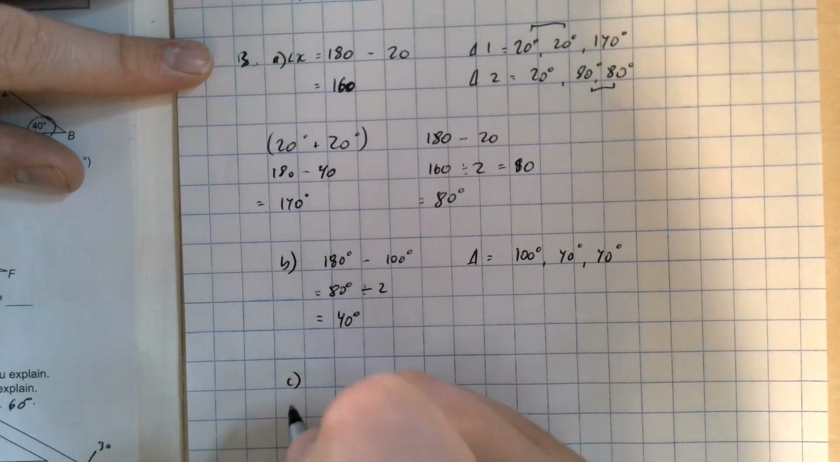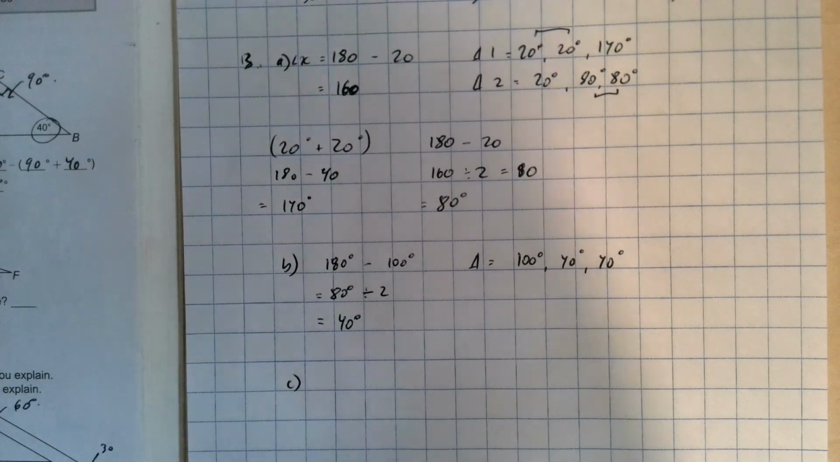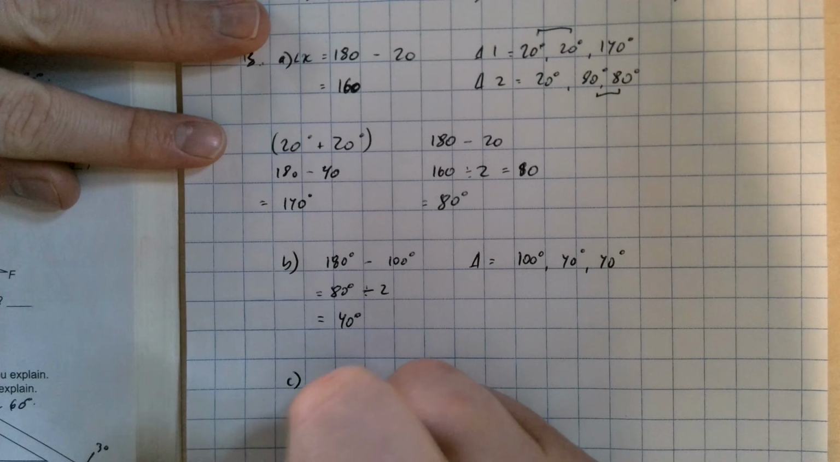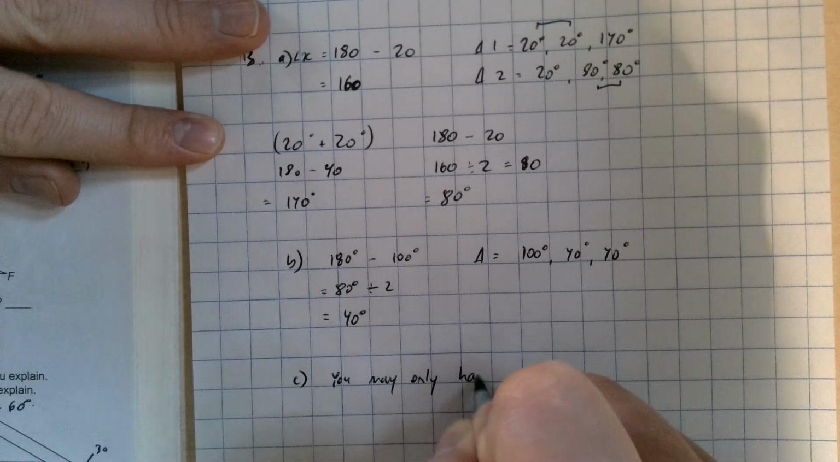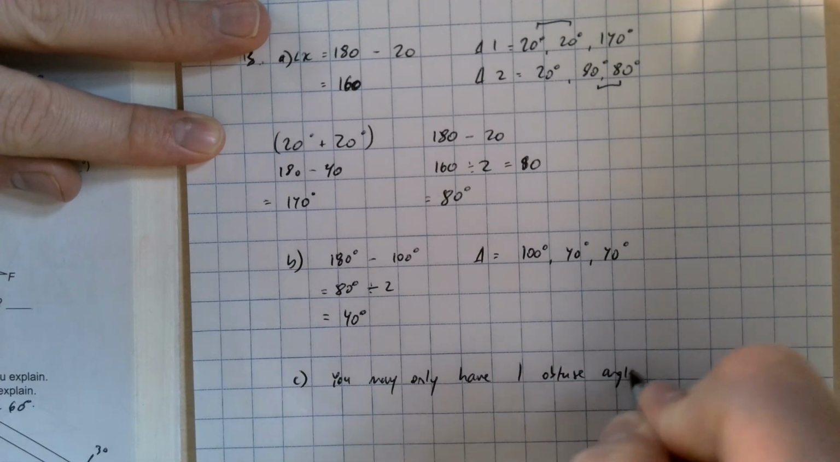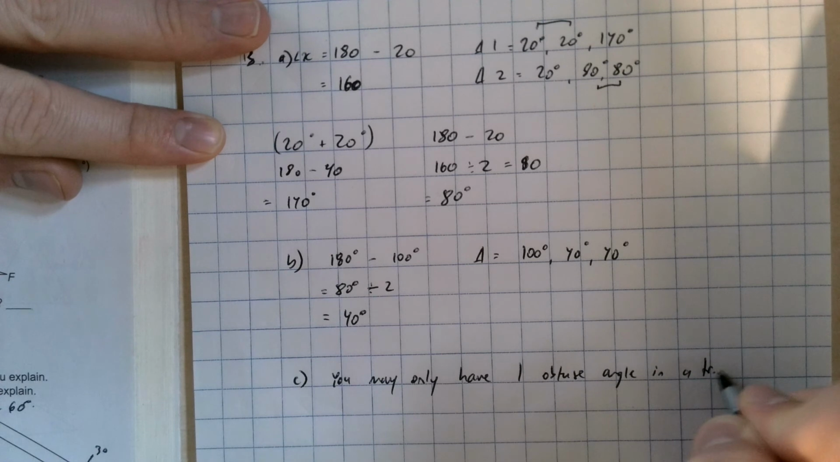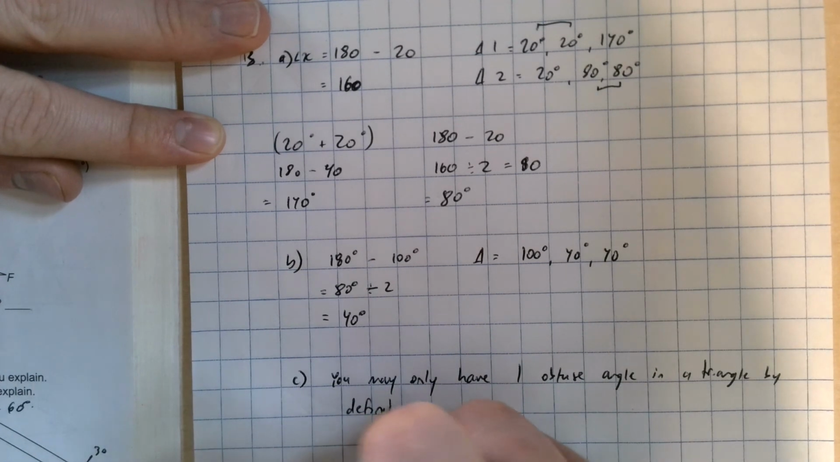And my last question is how are problems A and B different from each other? Why do they have different numbers of solutions? Well, because you may only have one obtuse angle in a triangle by definition.